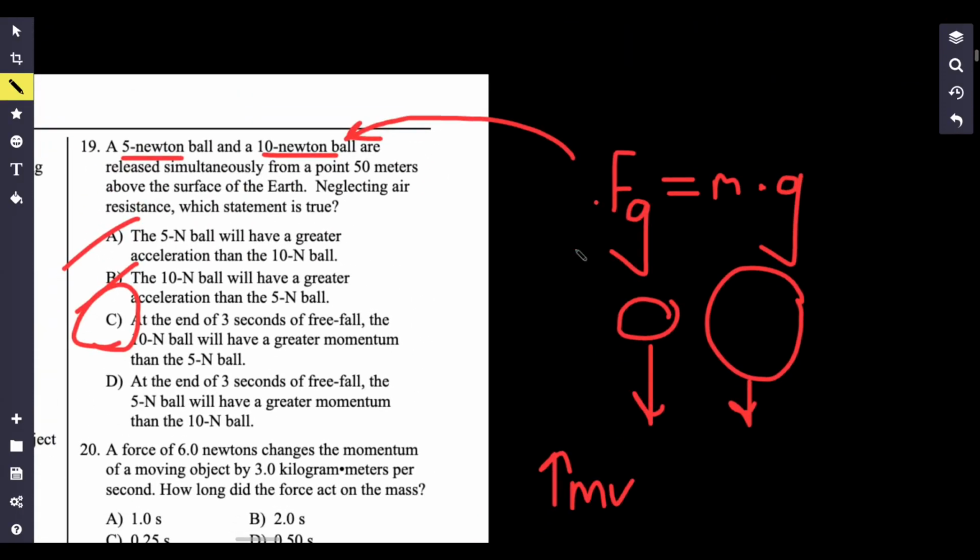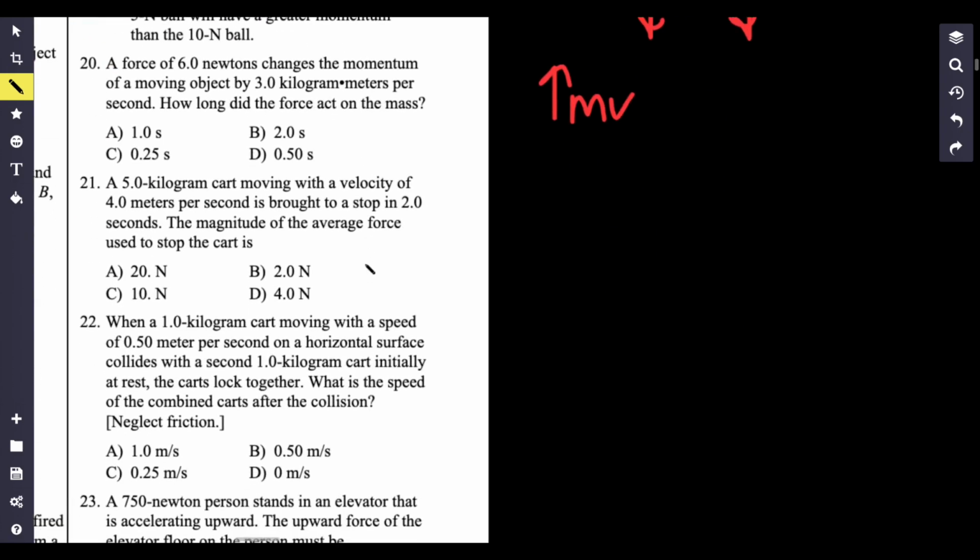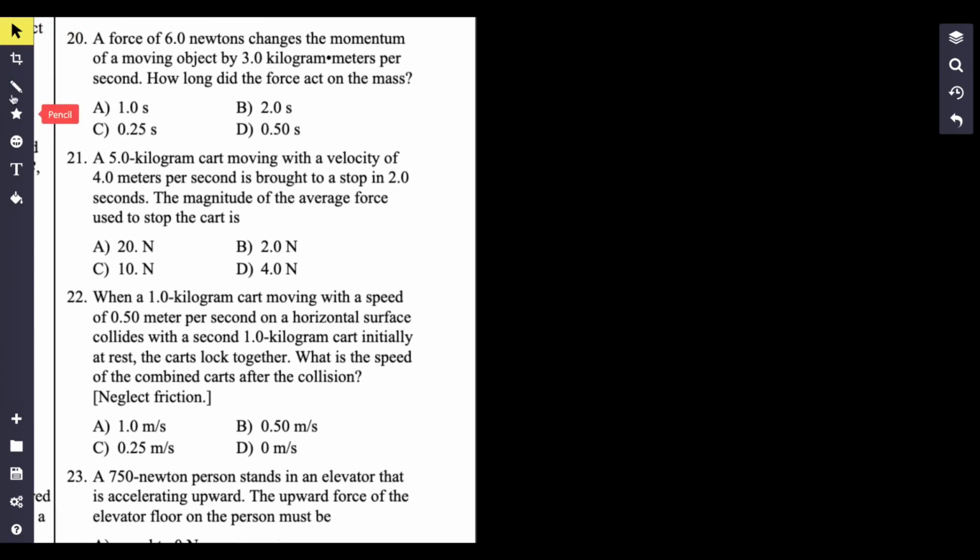And for bigger mass, you can think about it as if the force of gravity is bigger, that means the mass has to be bigger because the acceleration due to gravity is a constant. So a bigger Newton ball just means that you can think about it as a bigger mass.